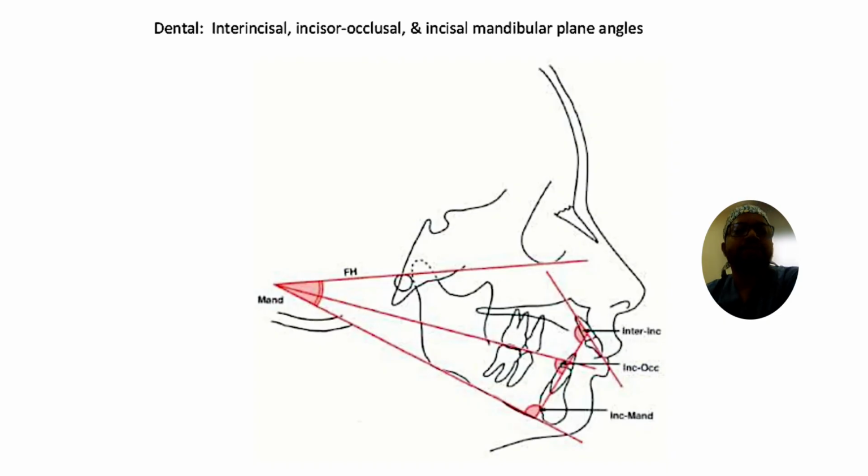The dental analysis: upper incisor to palatal plane, FH plane, SN plane, lower incisor to mandibular plane, which can be the occlusal plane, and the interincisal angle. All three are shown here to give you the idea about dental analysis.